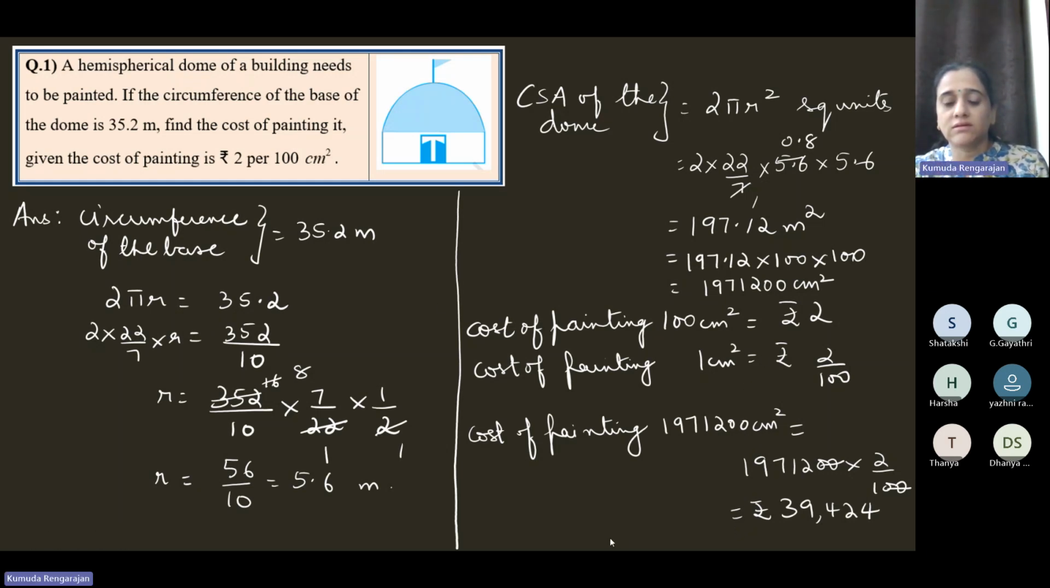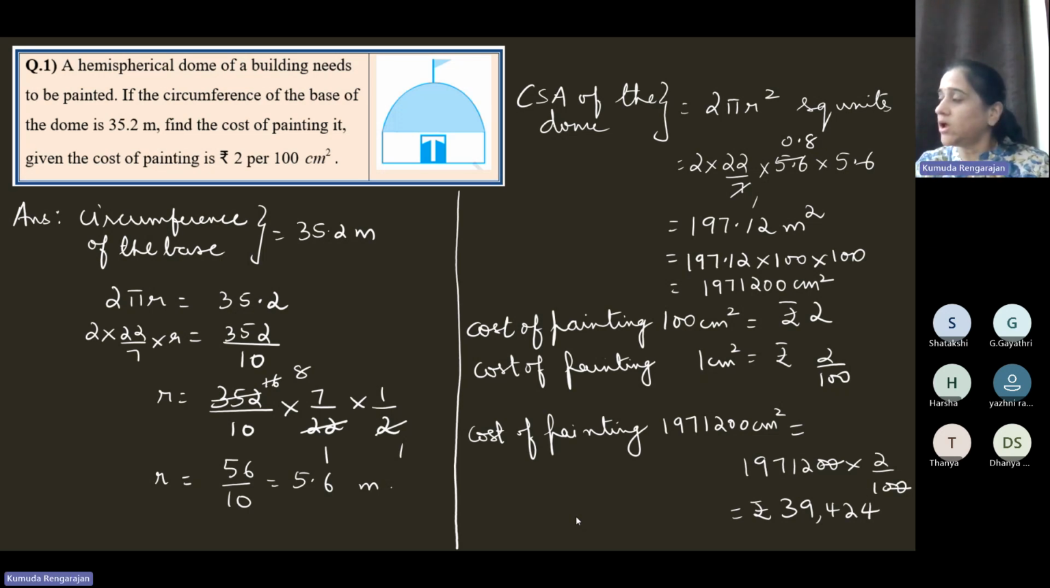Let's just go through this answer from behind. So what are we supposed to find? The cost of painting the dome. We know that the curved surface of the dome has to be painted. We need to find the cost of painting. The rate is given. It's 2 rupees for painting every 100 centimeter square.